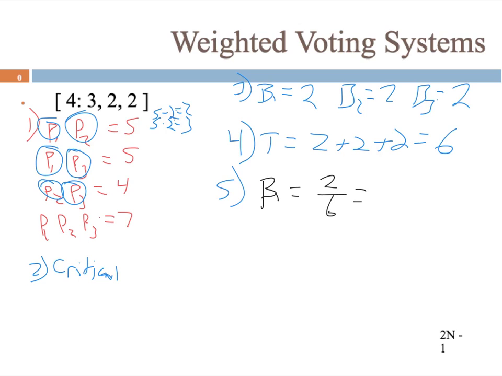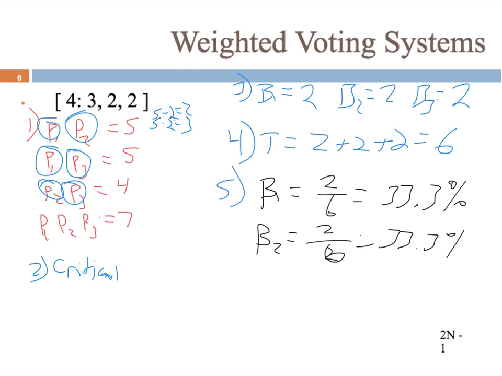And step 5, so now to find beta 1, that's going to be 2 out of 6, so player 1's power index is 33.3%. And we're going to get the same thing for the 2 others, so player 2, also 2 out of 6. And player 3. So this is a really cool example because even though player 1 has more votes than players 2 and 3, the power is still the same because of the number of times each player is critical.